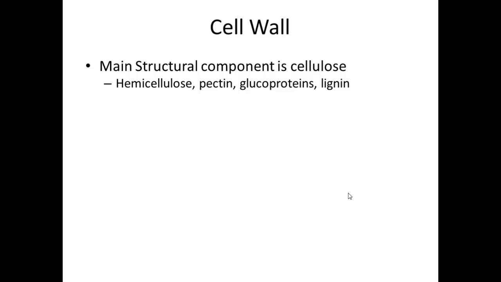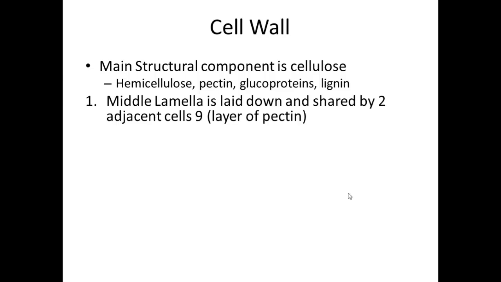So the cell wall. All plants have cell walls. Other types of organisms also have cell walls, but the cell wall of plants is different in that it is made of cellulose. Okay. It also has other structural components, including hemicellulose, pectin, glycoproteins, and lignin.